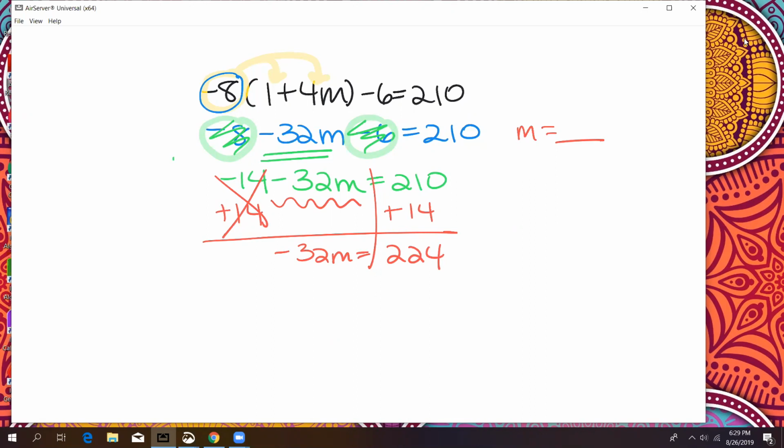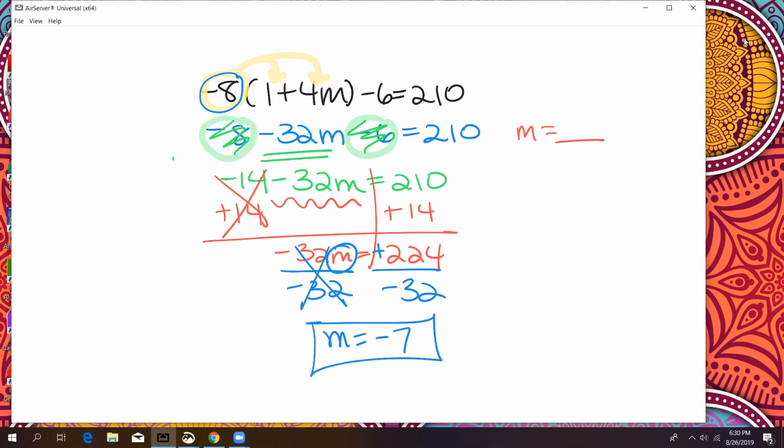And so I am going to divide both sides by negative 32. Those cancel out, leaving me with just the m on the left. And then you have a positive divided by a negative, so you know your answer is negative. And then 224 divided by 32 is 7. So you should have m equals negative 7.